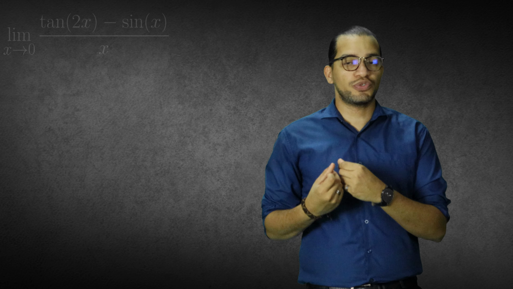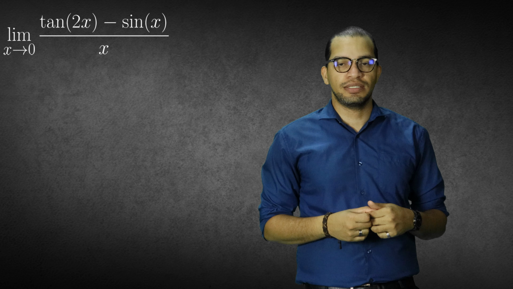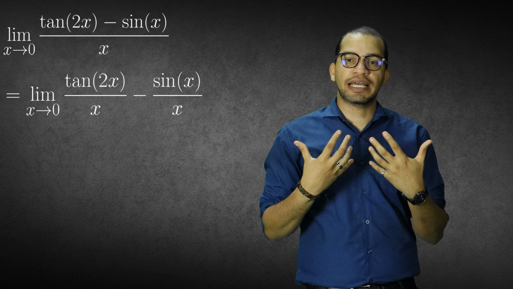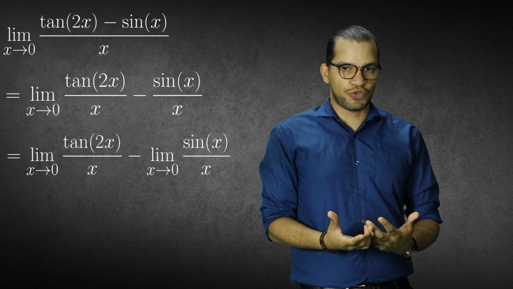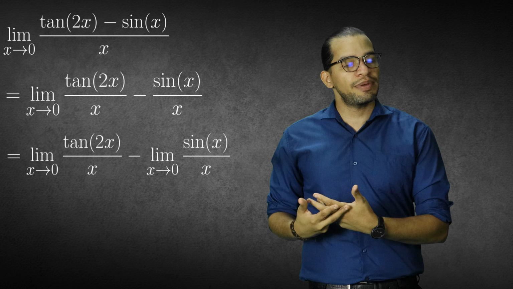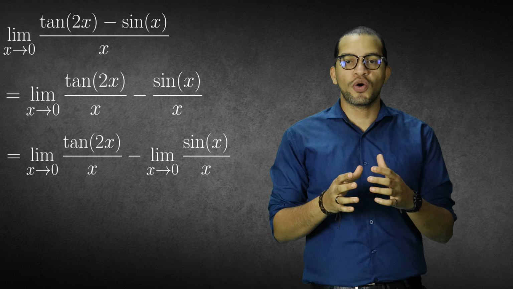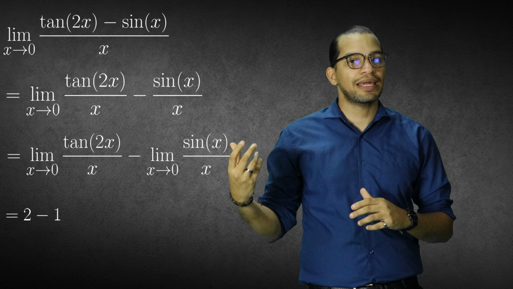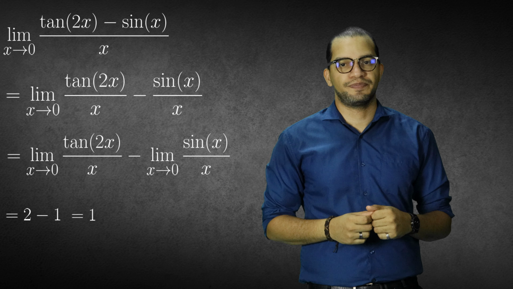As a final example, if we have the limit when x goes to 0 of tangent of 2x minus sine of x divided by x, we can arrange this expression as the limit when x goes to 0 of tangent of 2x divided by x minus the limit when x goes to 0 of sine of x divided by x. And we know for a fact that these two limits are equal to 2 and 1. Therefore, the whole limit is equal to 1.